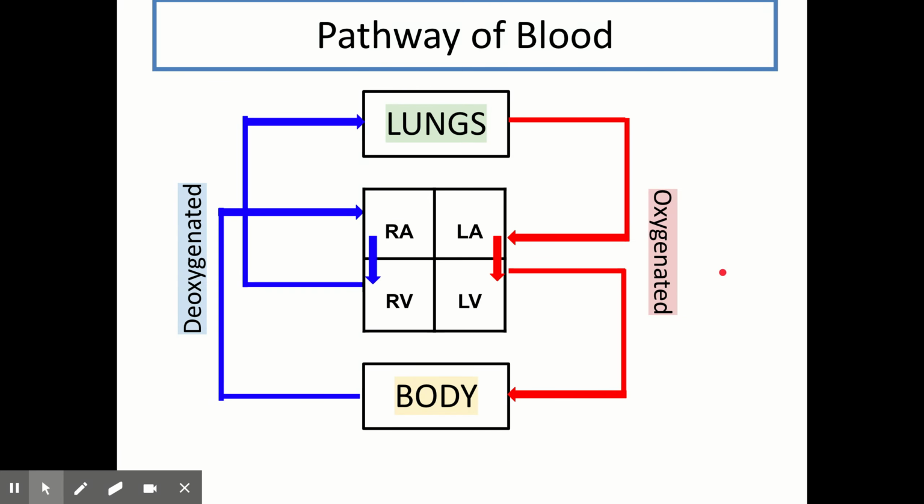Now, all I've done in this slide is combine the last two slides together. So where I've just written the heart in the middle previously, I now have the four chambers, and I've just shortened them down to right atrium, right ventricle, left atrium, left ventricle. So when I draw this out normally, I usually just abbreviate the names of these so I don't have to write them out each time.